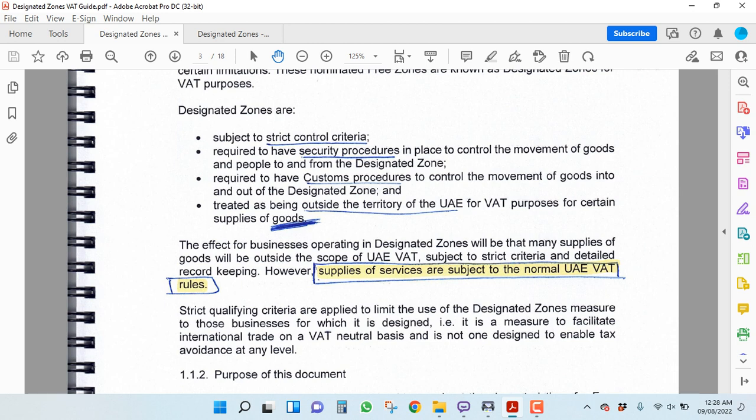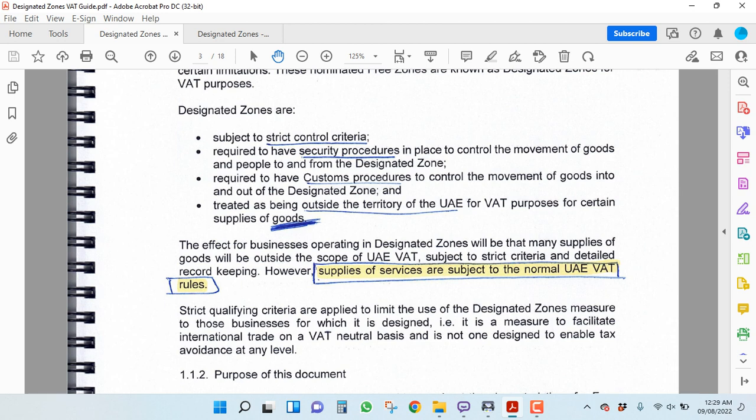Wherever there is a supply of services, that will always have normal UAE VAT rules. It will be chargeable at the standard rate. If anyone in a free zone provides services to another designated zone, or if two designated zone companies provide each other services, that will also be subject to the normal UAE VAT law rules. Strict qualifying criteria are applied to limit the use of designated zones measures to those businesses for which it is designed.